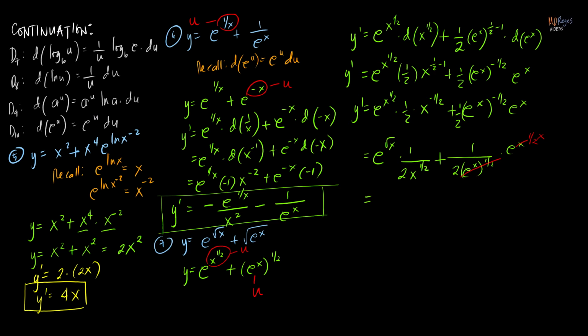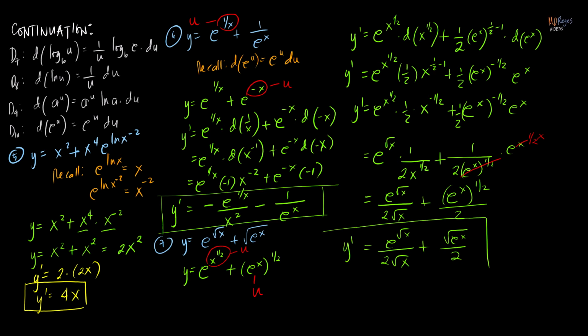Continuing, so the first term is e raised to the square root of x over 2. x raised to 1/2 is simply the square root of x. Plus, in the numerator of the second term, we have e raised to x raised to 1/2. You know that e raised to 1/2 x is equal to e to the x raised to 1/2 also, so over 2. And e to the x raised to 1/2 is just the square root of e to the x. So it's just e to the square root of x over 2 square root of x, plus square root of e to the x over 2. Alright, so I think we already have it in simplified form. This is the derivative of the function.